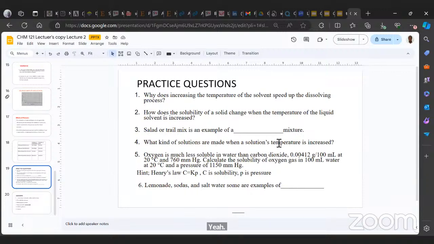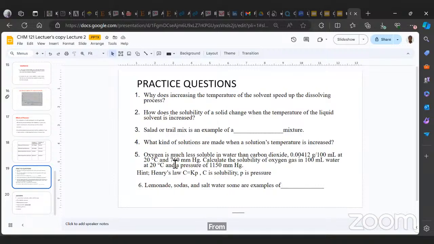What kind of solution is made when a solution's temperature is increased? If you had a saturated solution and you increase the temperature, what kind of solution will it give rise to? Unsaturated, excellent. If you had a supersaturated solution and you increase the temperature really high, what kind of solution do you think it will bring? It can become saturated or unsaturated.